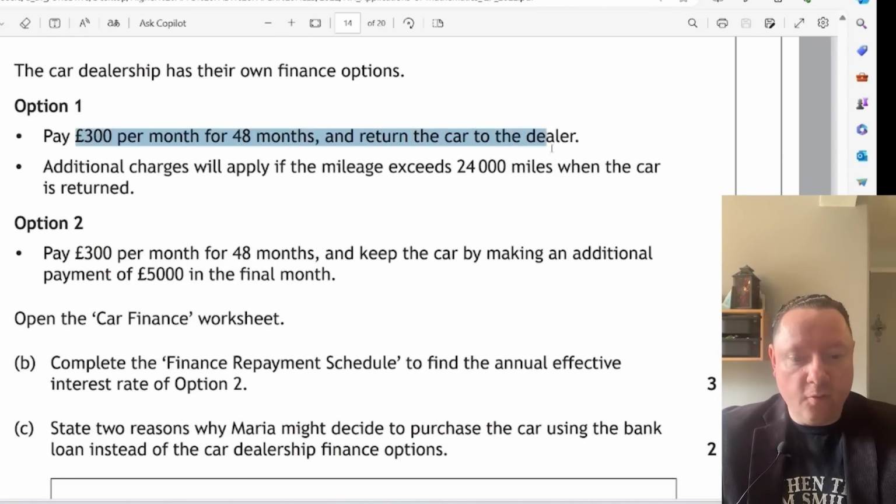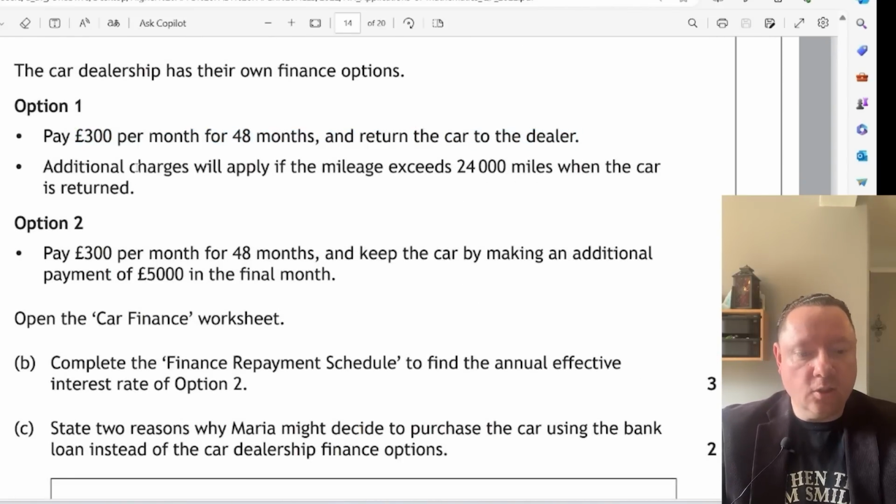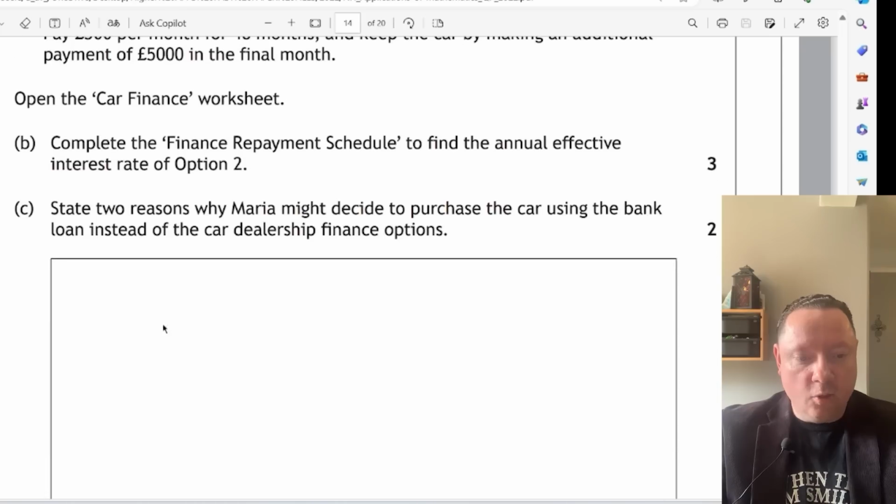Okay, the car dealership has their own finance options. Option 1, pay £300 a month for 48 months to return the car, or additional charges will apply if mileage exceeds 24,000. Option 2, pay £300 a month for 48 months, keep the car with an additional payment of 5,000 in the final month. We'll have to open the car finance spreadsheet and complete the car finance repayment schedule to find the annual effective interest rate for option 2.